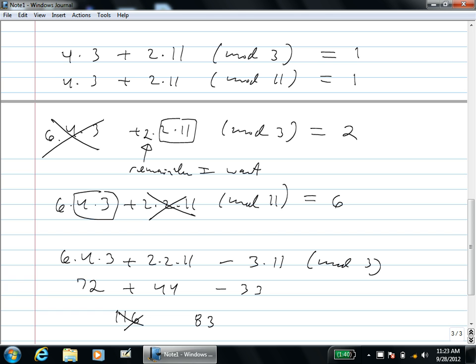That works. But 83 is not the smallest answer that works. How can I get a smaller one? Yes? Subtract 33 again. In other words, take away 2 times 33, which is 66. And now I've got a smaller answer, which is 50.